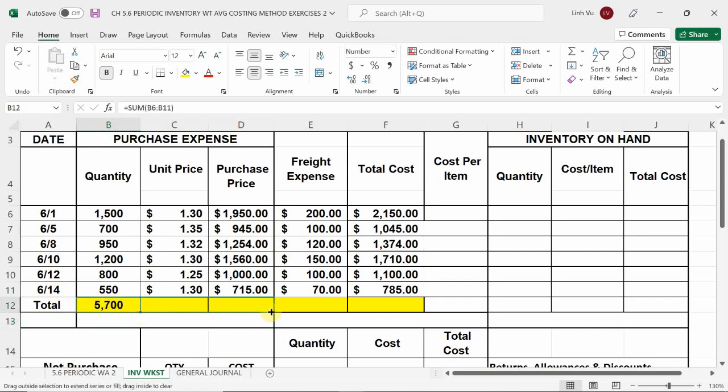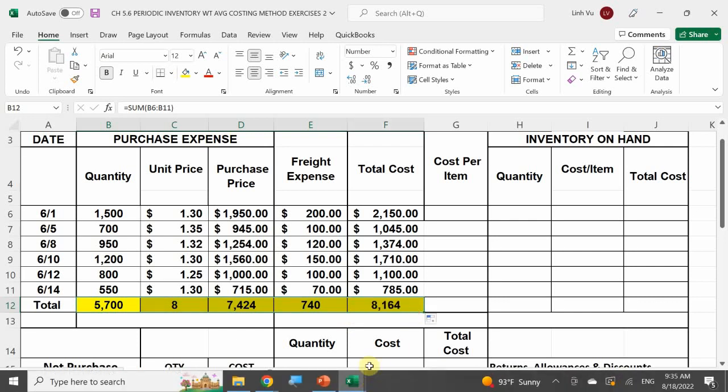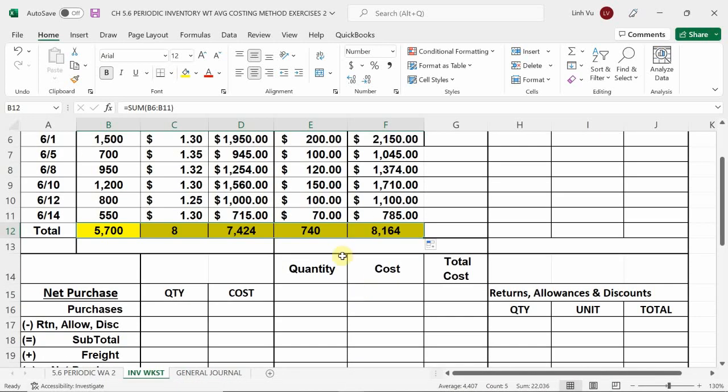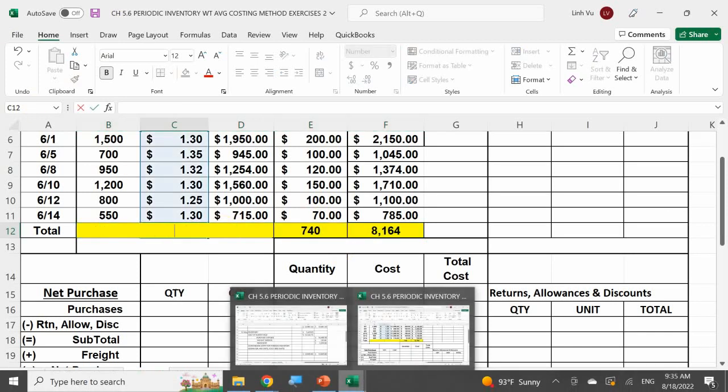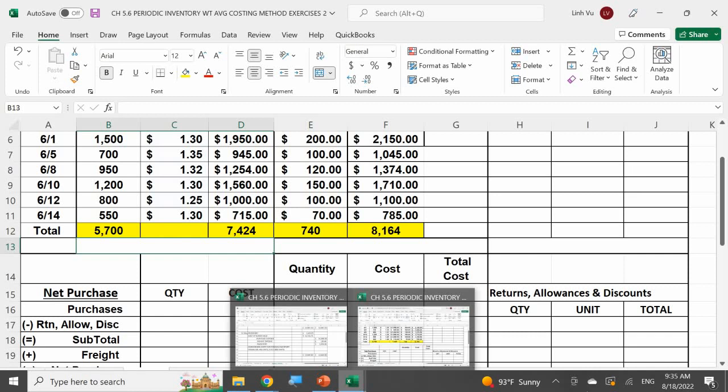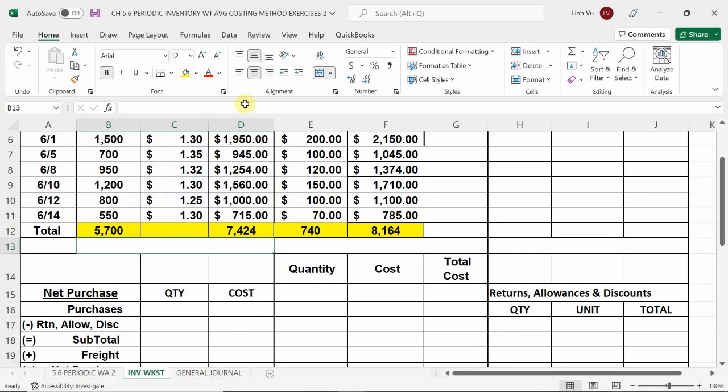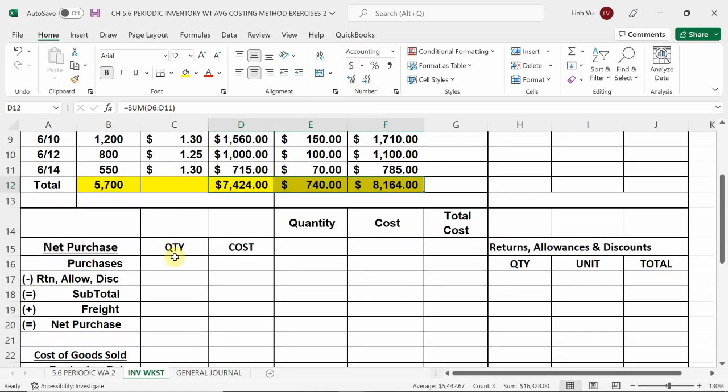And I'll just save you some time here. Grand total purchase price was $7,424. Grand total freight was $740. And grand total cost is $8,164. Okay. So again, you can choose to solve for your average cost right here, or you could choose to wait till the end at the goods available. Whichever one works best for you. I'm going to wait till the end when I do my goods available.